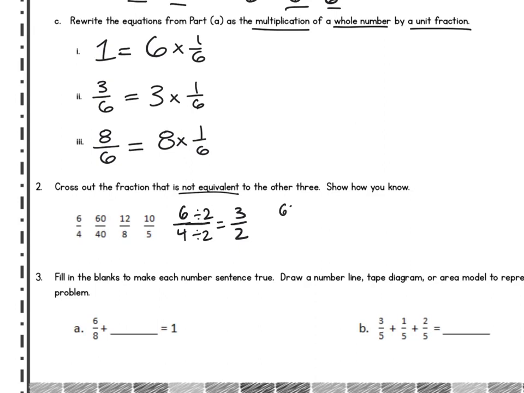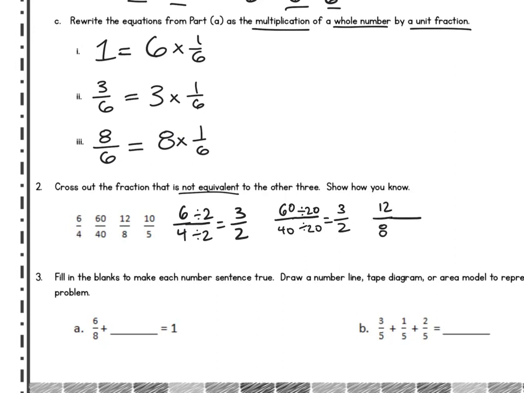Then I'm going to do the same thing with 60 and 40. I know that 60 and 40, I can divide both of them by 20. And if I do that, I'm going to get 3/2 as well. So since these two are equivalent to each other, since they both equal 3/2, I know that 6/4 and 60/40 are the same. So then I'm going to do the same thing with 12/8.